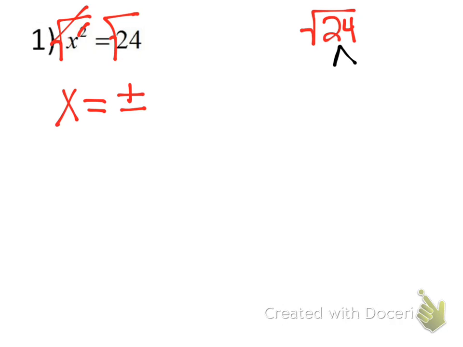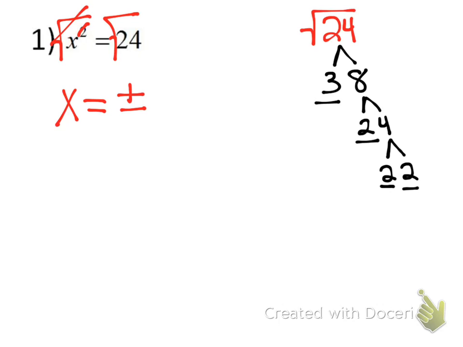Any ideas? Okay. 3 times 8? Okay, 3 is prime. 2 times 4, 2 is prime. 2 times 2, 2 and 2 are both prime. So who's coming outside?